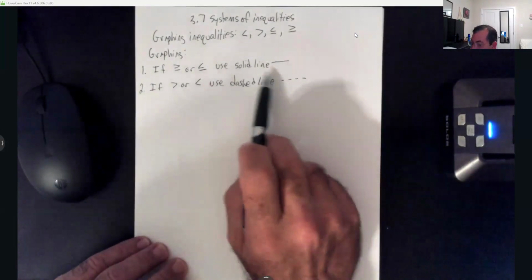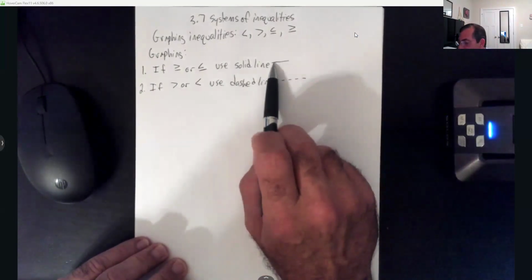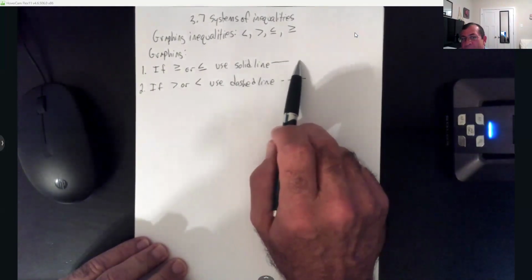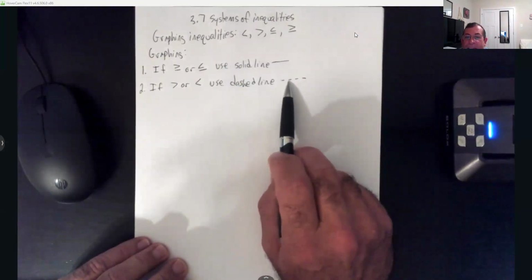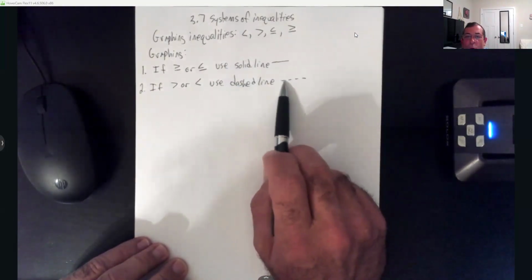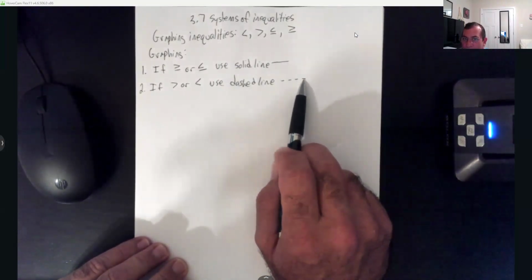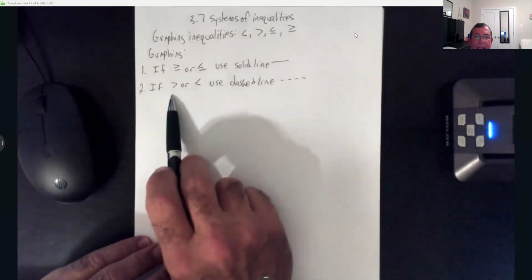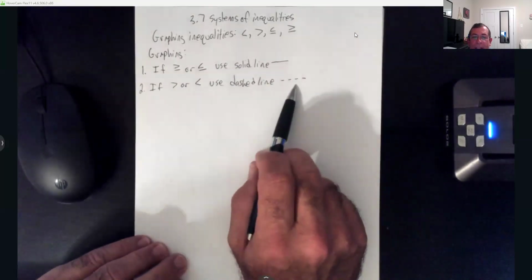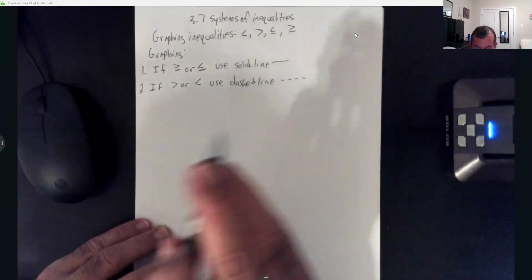So what this means, if it's a solid line, that means that the ordered pairs that are along that line make the equation true. If it's a dashed line, then any of the ordered pairs on the dashed line make the inequality false. Okay, so the equals has to be the solid line, and if it doesn't have an equals, we use a dashed line. So the first two tell us what kind of line to draw.